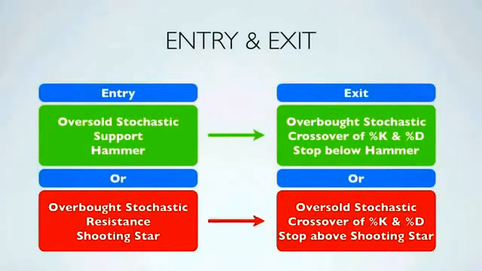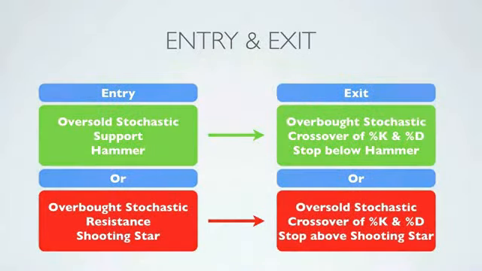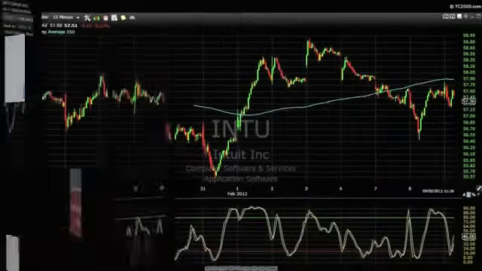For the short signal, your exit is oversold stochastic, crossover of %K and %D, and your initial stop is above the shooting star. So now you know a little bit of the background of this strategy and you know the theory behind it. Let's show you some examples.